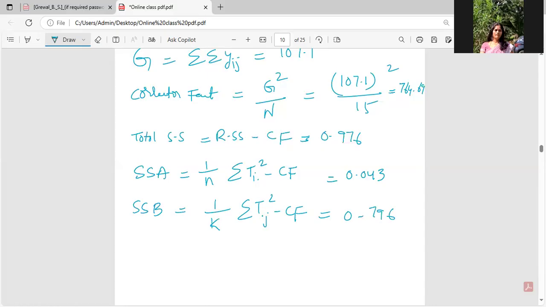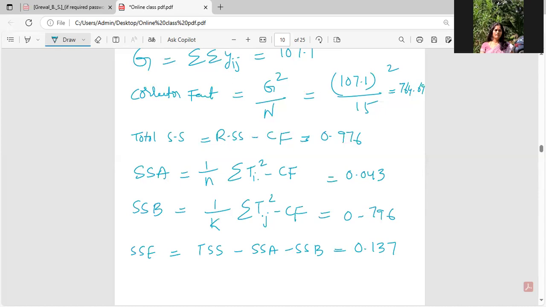Okay. So error also I should find. SS error also I should find. How will I get error? TSS minus SSA minus SSB. This value would give me 0.137. Okay. Now I have all these three values.